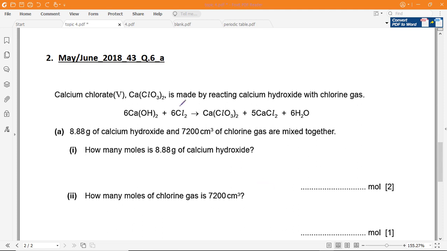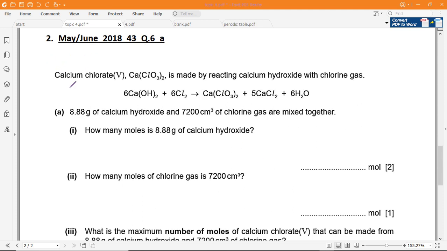So let's begin. This is question 2. Calcium chloride, CaCl(ClO)2, is made by reacting calcium hydroxide with chlorine gas according to the following equation. Point A here: 8.88 grams of calcium hydroxide and 7200 centimeter cube of chlorine gas are mixed together. So this is calcium hydroxide according to the equation, and this is chlorine gas. Okay, so the first point, which is I, how many moles is 8.88 grams of calcium hydroxide?